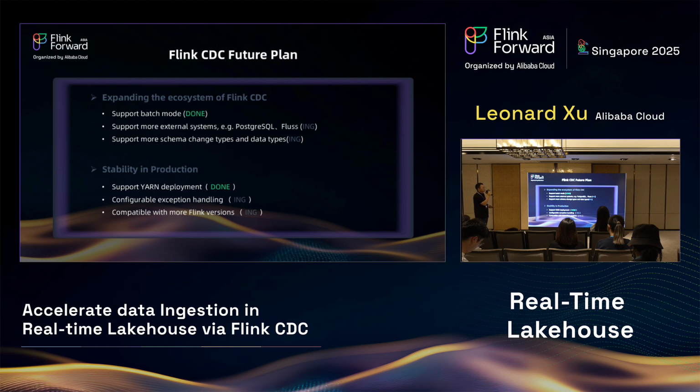The last part is about our future plan. The first one is we want to expand our ecosystem. For example, we want to support Postgres pipeline source and Fluss pipeline sink. And on the other hand, we want to improve our stability in production. For example, we want to support configurable exception handling and be compatible with more Flink versions.